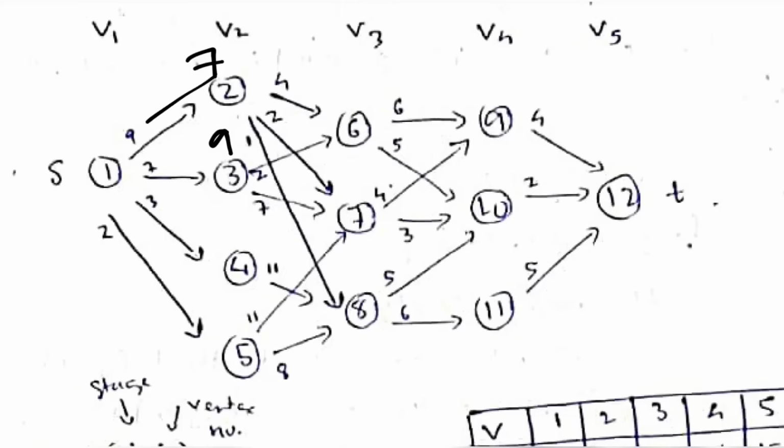If you go in this way it will be 16, here also you will be getting 16, 9 plus 7 and 7 plus 9. So any you can choose, it's your wish.